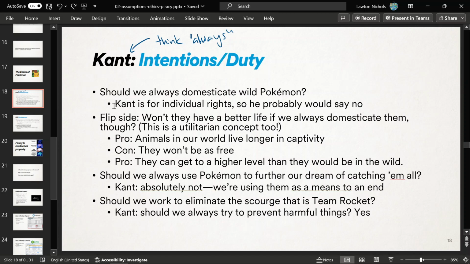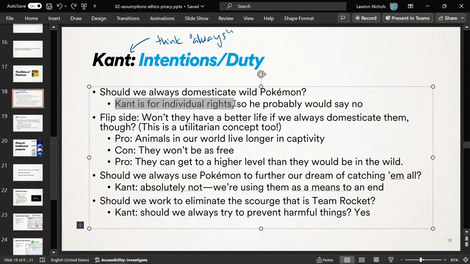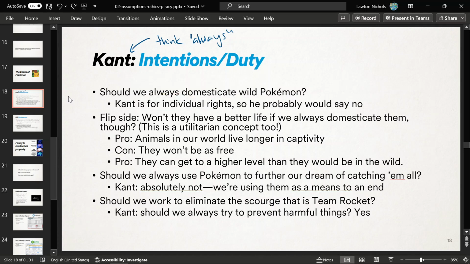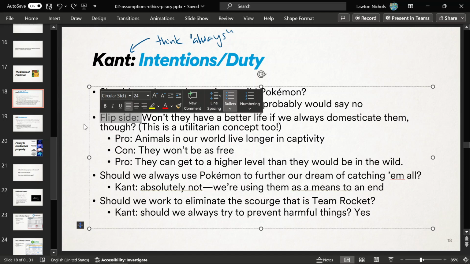And Kant is all about not using things as a means to an end. People, let's pretend that Pokemon are equivalent to people. So Kant is all about individual rights, like don't mess with somebody, treat them like humans. So he would probably say no. He'd probably say we shouldn't domesticate wild Pokemon, and so there should be no catching and training of them. That's probably what Kant would think.